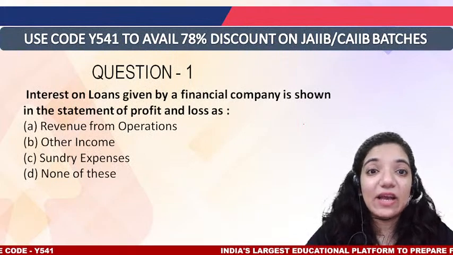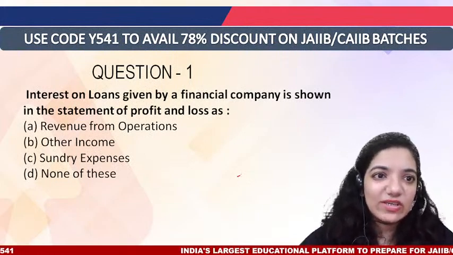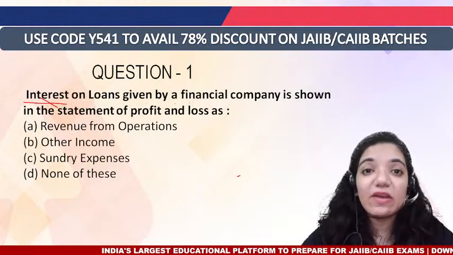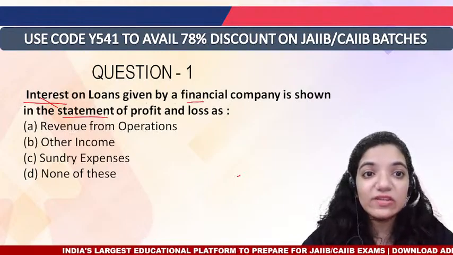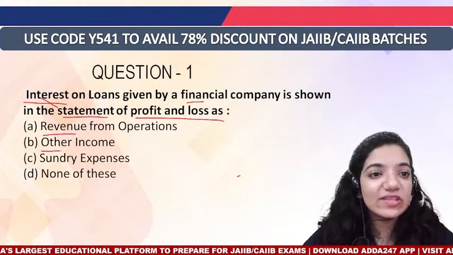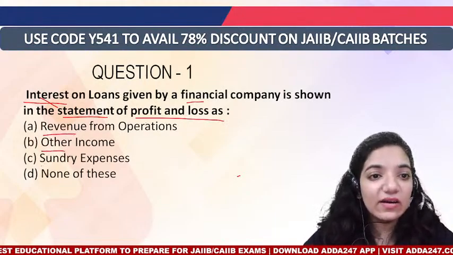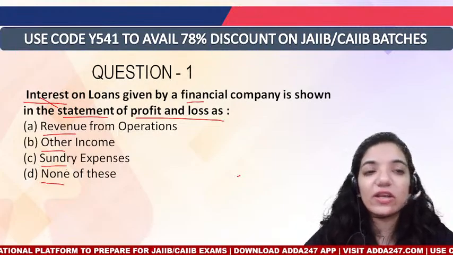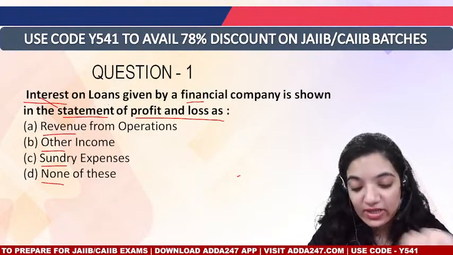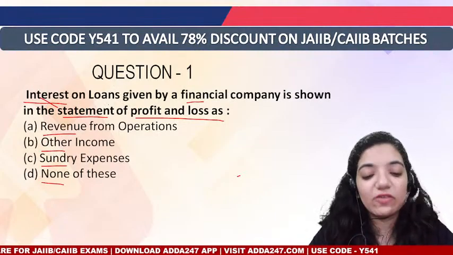Okay. Now, this is the first question that we can take up. The first question says that interest on loan given by a financial company is shown in the statement of profit and loss as revenue from operations, other income, sundry expenses, or none of the above. There are two kinds of companies, financial and non-financial.